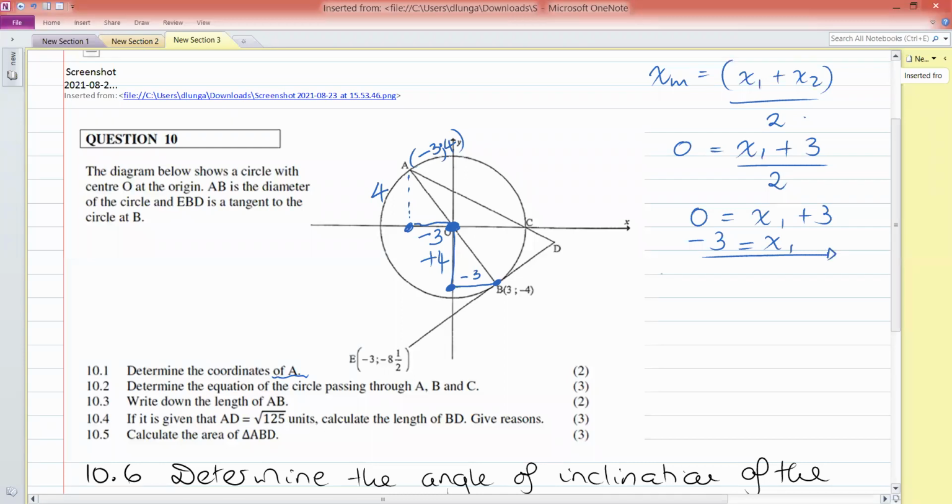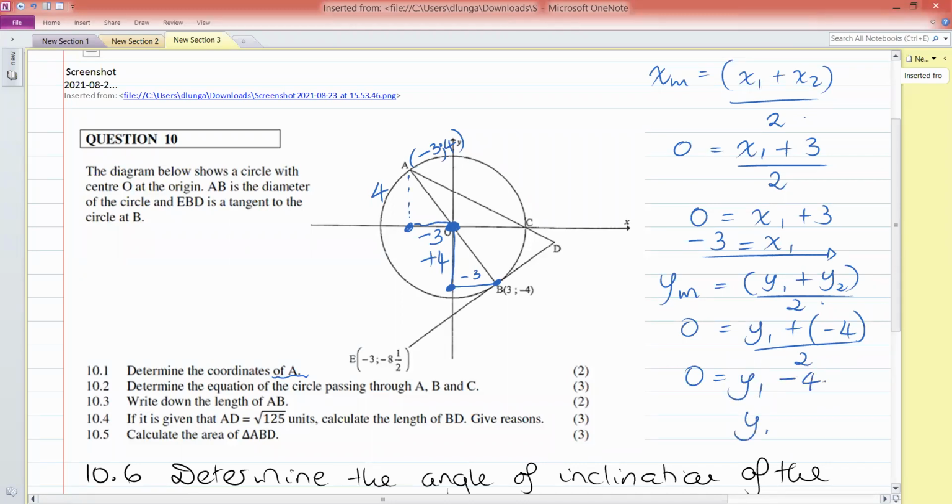Same process with ym, right? y1 plus y2 divided by 2. We know it's 0 as well. We don't know what y1 is. y2 was -4, divided by 2. Multiply both sides by 2. We have y1 minus 4 here. That means y1 is equal to 4. That's how we get those coordinates. So if you can't see it straight away, use the midpoint formula, you'll get to the answer.